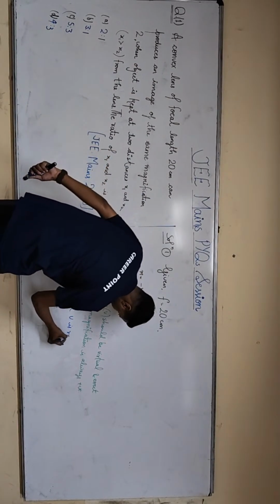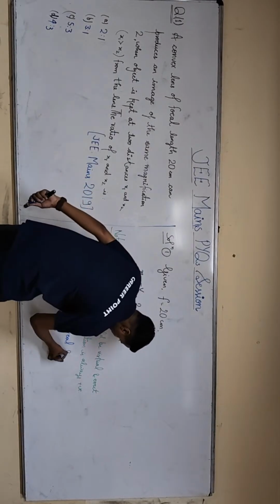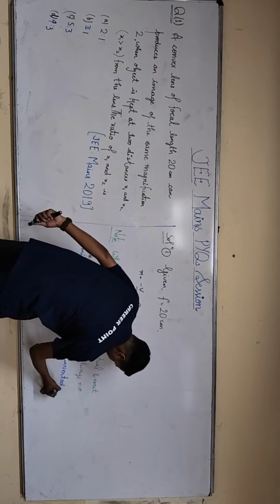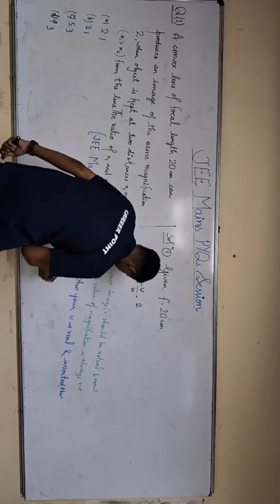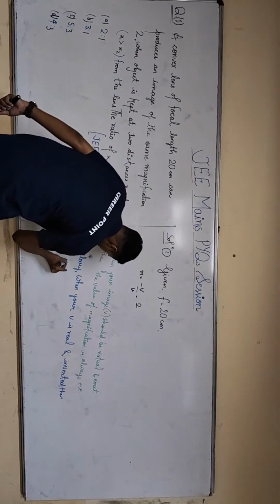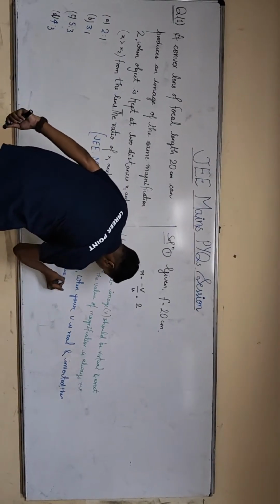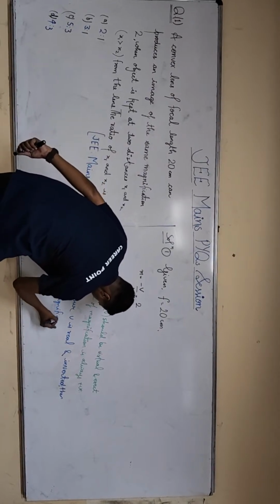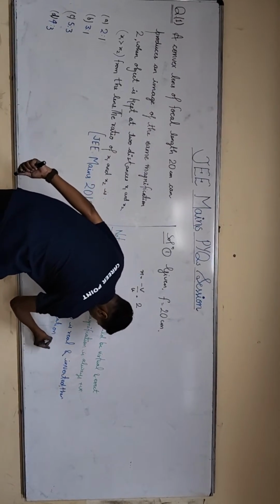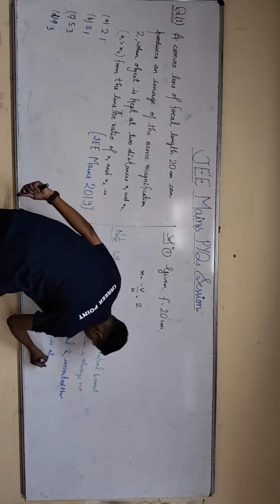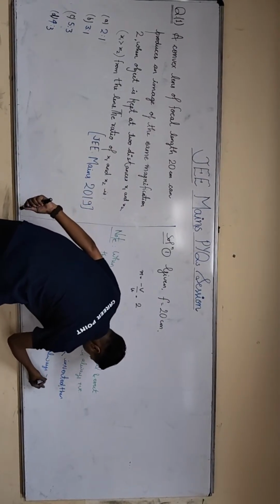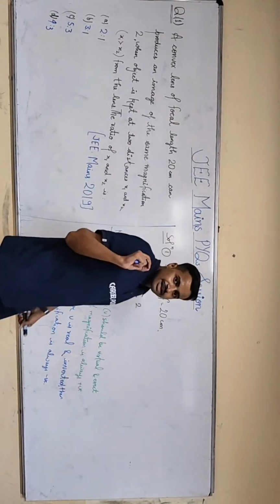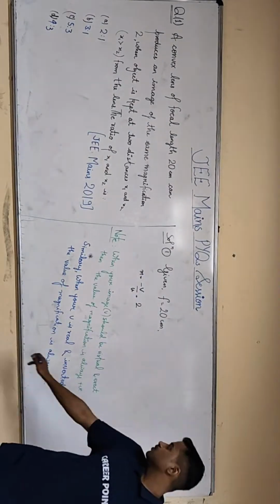Similarly, when the image is real and inverted, in this particular case the value of magnification is always negative. You have to write it with a negative sign. I hope this is clear to you.